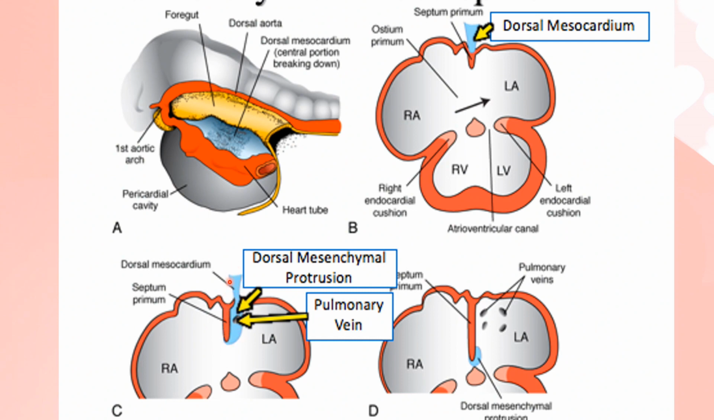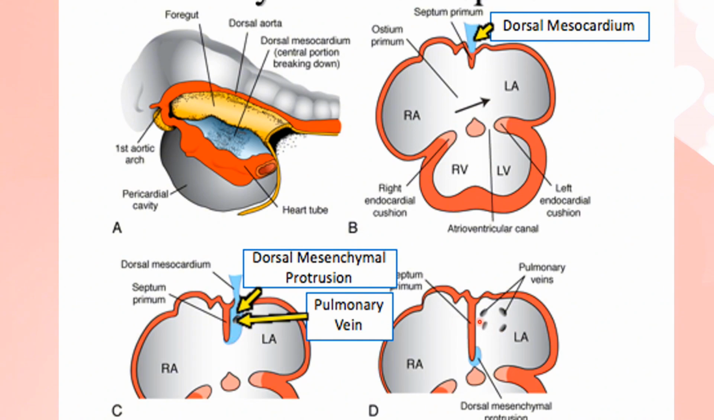Here you can see another thing. This area is the dorsal mesocardium, from which the heart is suspended posteriorly in the pericardial cavity, and mesenchymal cells present in the dorsal mesocardium also populate this area, and they form the dorsal mesenchymal protrusion, and in this area the pulmonary veins develop. As the dorsal mesenchymal protrusion grows and is incorporated into the left atrium, the pulmonary vein is also incorporated up to the point of branching of the pulmonary vein.